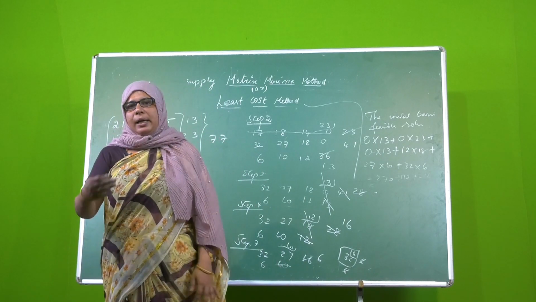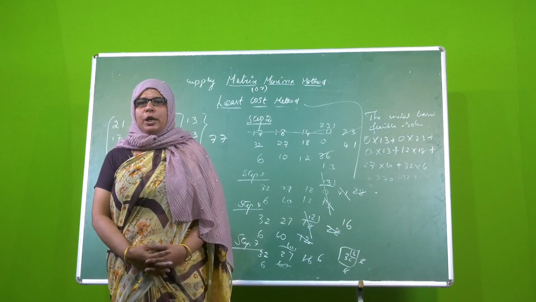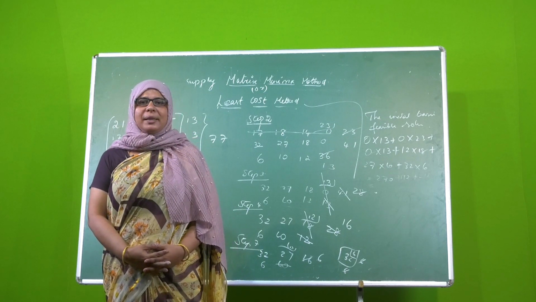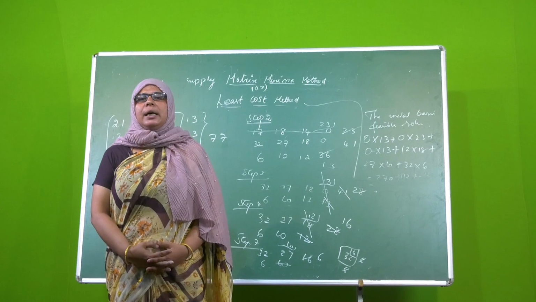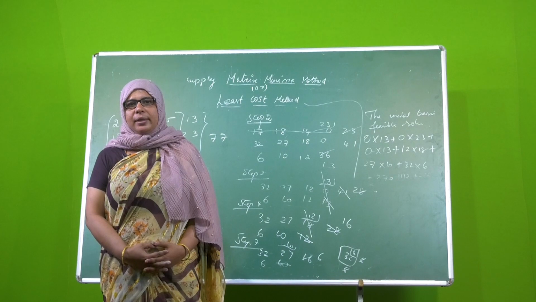Okay. So this is the least cost method. In the next video, we will see another method of the transportation problem, that is Vogel's approximation or VAM method. Okay, thank you students.